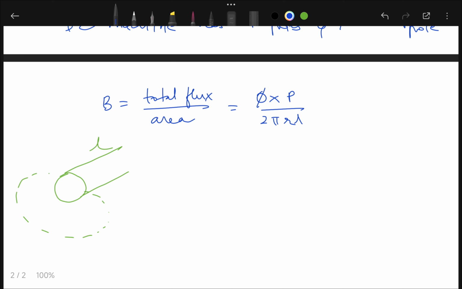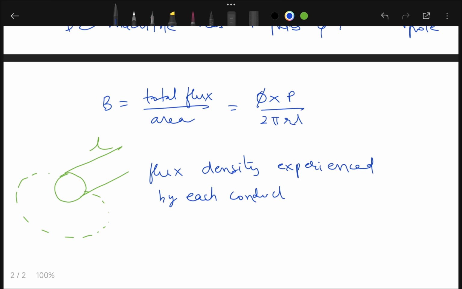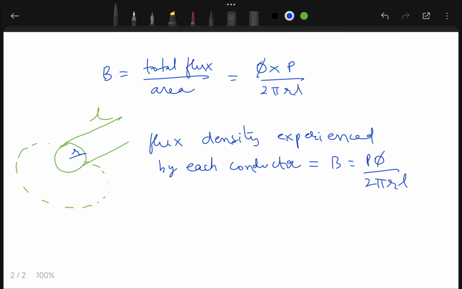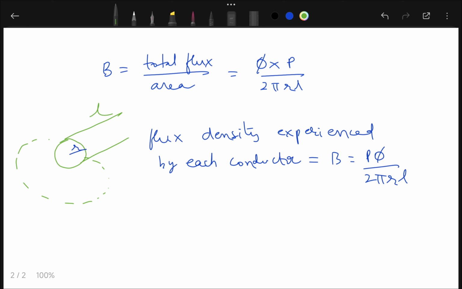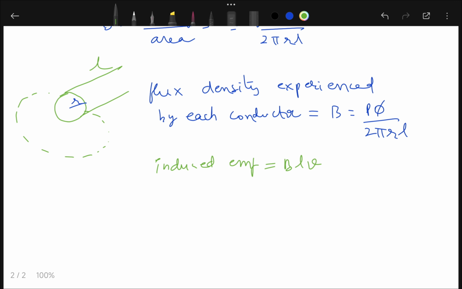Okay. So what is the flux density experienced by each conductor, with radius R? That is B equals P phi by 2 pi RL. But we require the induced EMF. So induced EMF is given by what? We have seen above that induced EMF equals BLV, where B is the magnetic flux density, L is the length of the conductor, and V is the velocity with which it is moving.